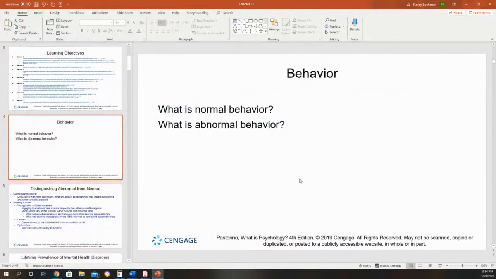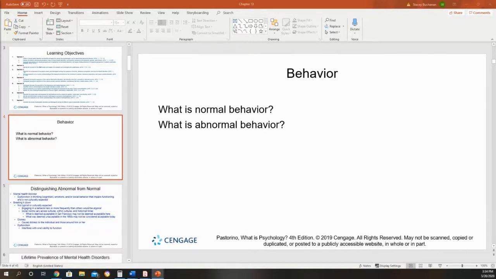So what I want you to do is take a moment and think about what you think normal behavior is and what abnormal behavior is. Just take like a minute or so. You don't have to write it down if you would like, but just have it in your head at the very least. All right. So what I'm going to do is ask you a couple of questions that I want you to think about. And we're going to kind of go through each of these for this first section.